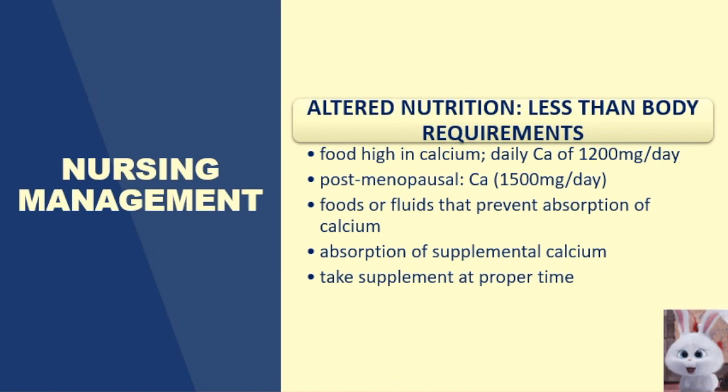Other than that, you have altered nutrition, less than body requirements. There could be a decrease in the intake of calcium, so they need to have food high in calcium: broccoli, dairy products, a daily calcium intake of 1,200 milligrams per day. For postmenopausal women, calcium of 1,500 milligrams per day. Avoid food or fluid that prevents absorption of calcium. Supplemental calcium is recommended, and they are supposed to take the supplement at a proper time.